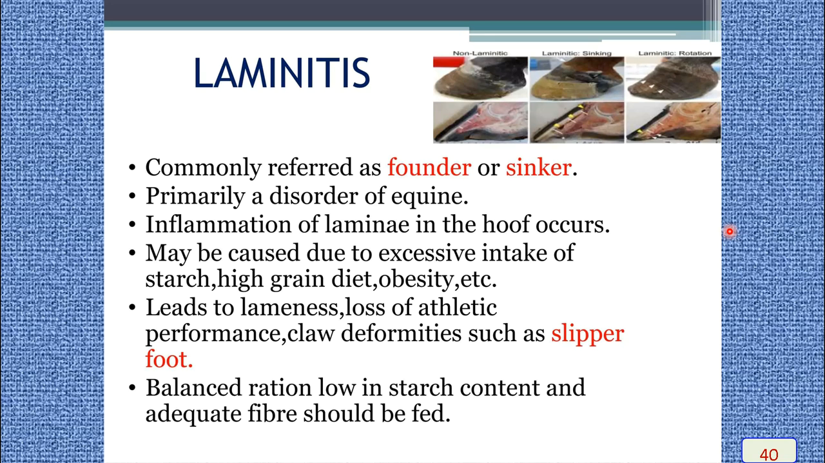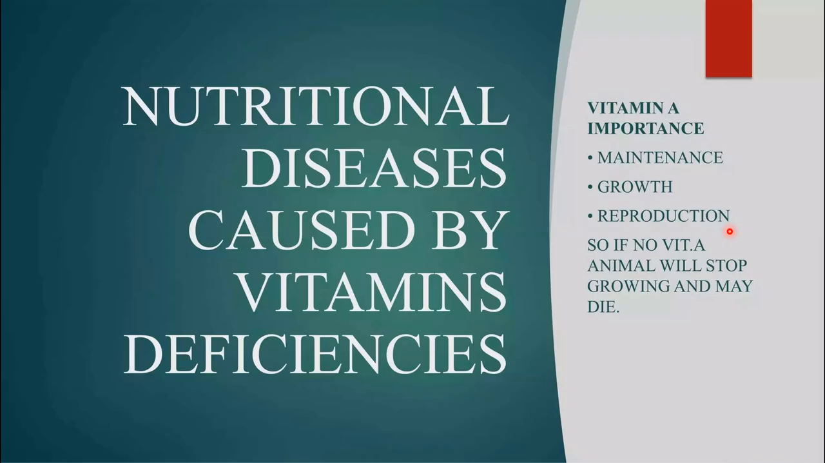Then this may be caused by excessive intake of carbohydrate-rich feed like starch, a high grain diet, and also obesity. It leads to lameness, loss of athletic performance, then claw deformities such as slipper foot. A balanced diet is always better in case of laminitis; feed that is low in starch content with adequate fiber should be fed.